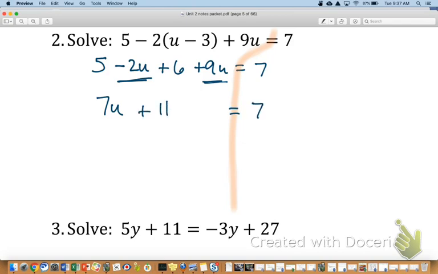Still doing okay? I heard a wait. Go ahead. Why wouldn't you put the 11 in front of the 7u? You could. So if you had 7u plus 11, or if you had 11 plus 7u, it's actually the same thing. So this is the commutative property of addition. And so with addition, you can change the order around, and it really doesn't matter. Okay. You could go either way, and you could be totally successful.